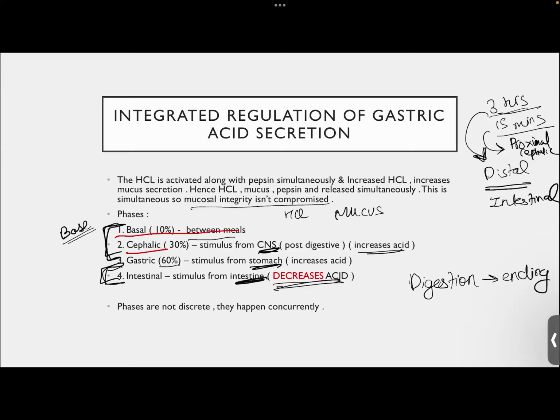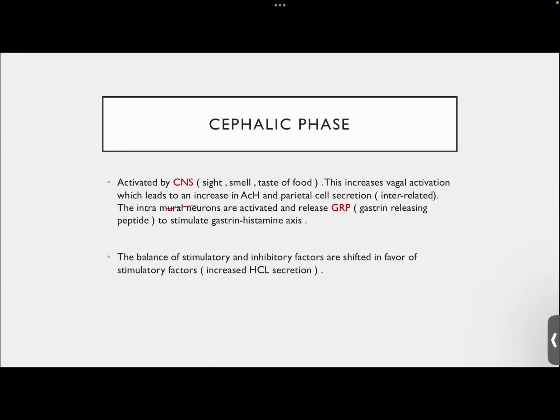And now we go to the cephalic phase. The cephalic phase is activated by the central nervous system. The central nervous system is responsible for sight, smell, and taste, right? So all of those things are controlled by the central nervous system and lead to an increased vagal activation. Anytime we see food, smell food, or taste food, we have an increased vagal activation, which leads to an increase in acetylcholine and parietal cell secretion.